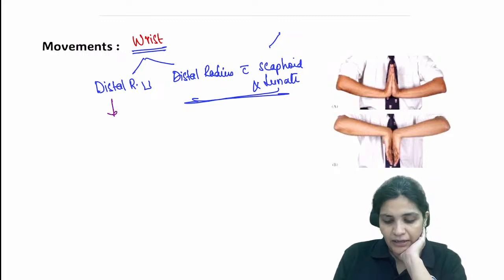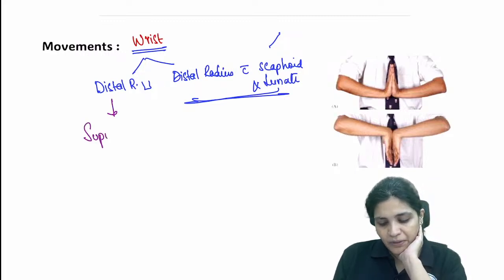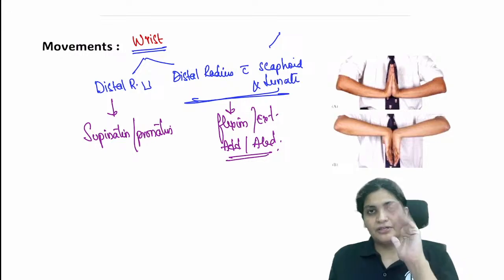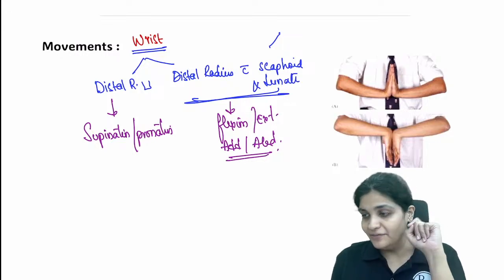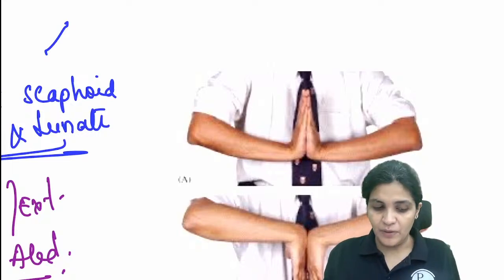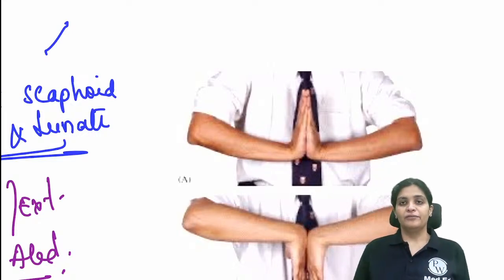The distal radioulnar joint mainly results in your supination and pronation. The wrist joint is mainly for your flexion, extension, adduction, and abduction, right? So these are the movements which we usually see in the wrist joint. This is a very, very important examination of the wrist joint movement.